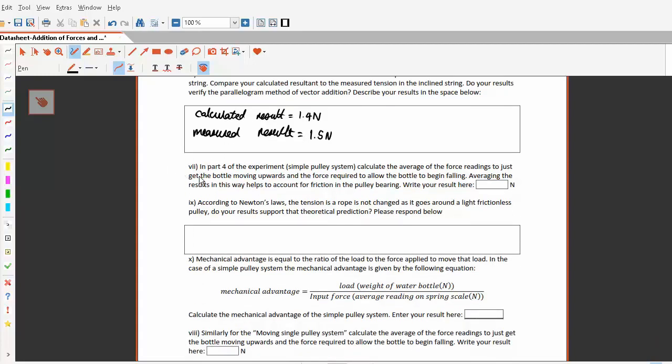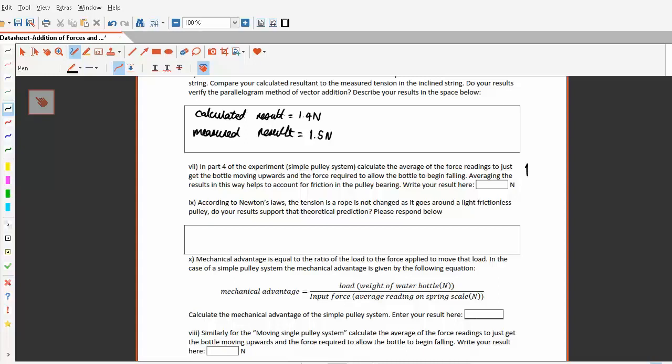Okay, in part 7 of this analysis, we go back to part 4 of the experiment, which is the simple pulley system. And we calculate the average of the force readings to just get the bottle moving upwards and the force required to allow the bottle to begin falling. Averaging the results helps to account for friction in the pulley. In my case, to get the average here, I had 1 Newton force to allow the bottle to start falling.